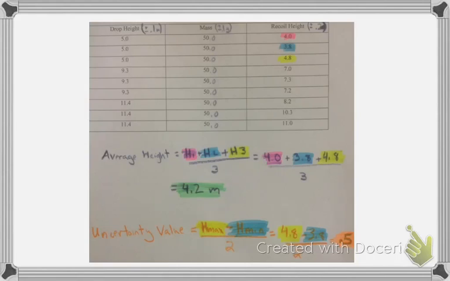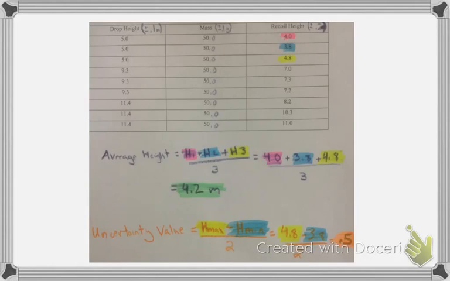A really, really easy data analysis we can do to find the uncertainty value is to take the max value. If you're working with another quantity, let's say time, and you did 3 times, you want to take your max time and subtract the min time and divide it by 2. So you're finding your range of data and you're dividing that range by 2.